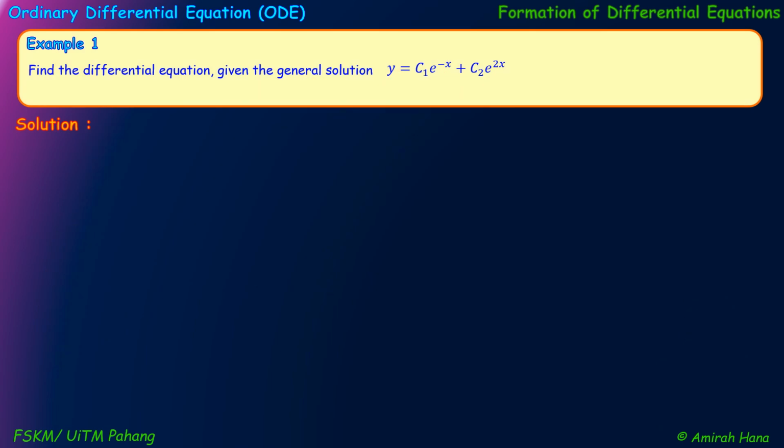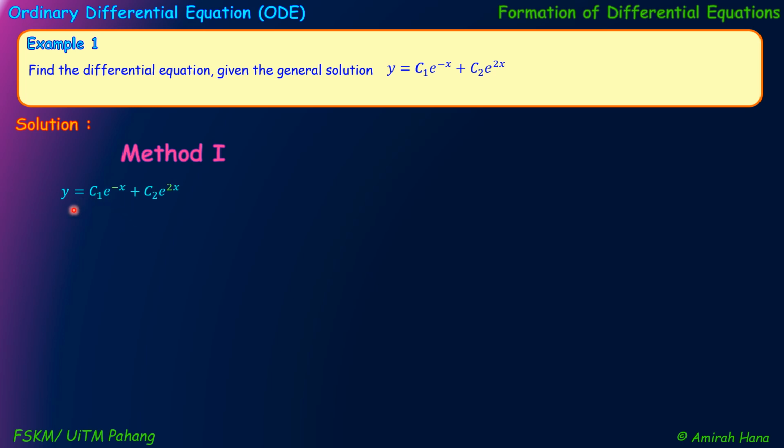Hi everyone, Assalamualaikum. In this video, we are going to discuss example 1 under formation of differential equations. Find the differential equation given the general solution y equals c1 e to the power of negative x plus c2 e to the power of 2x. There are two methods to solve this problem. First, we look at the first method.